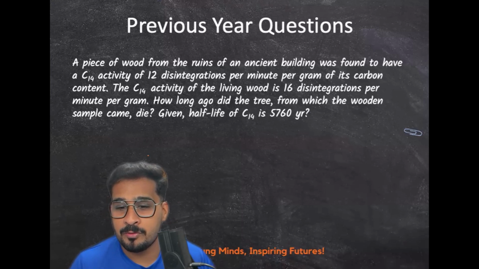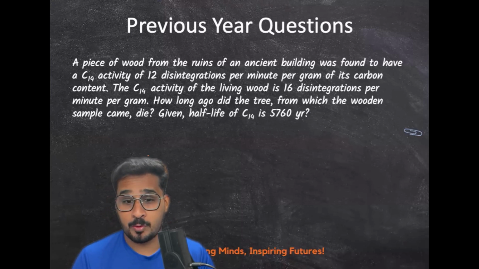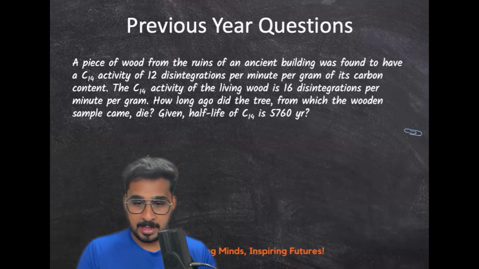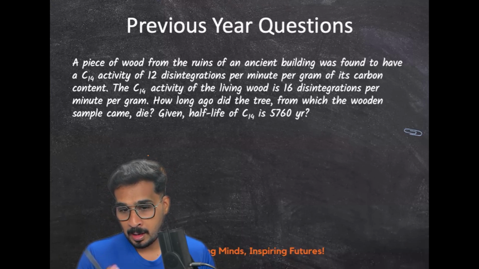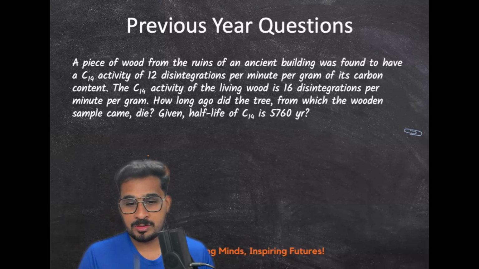A piece of wood from the ruins of an ancient building was found to have a C14 activity of 12 disintegrations per minute per gram. That means the rate is given for its carbon content. The C14 activity of living wood is 16 disintegrations per minute per gram. How long ago did the tree from which the wooden sample came die? Given the half-life of C14 is 5760 years.